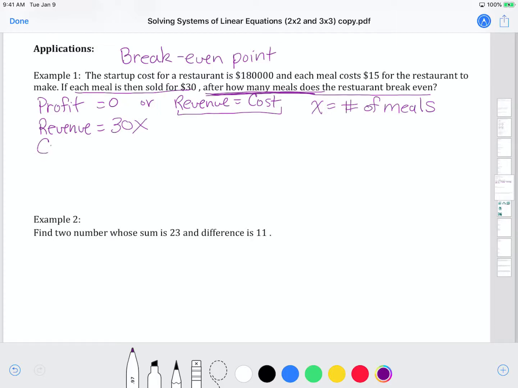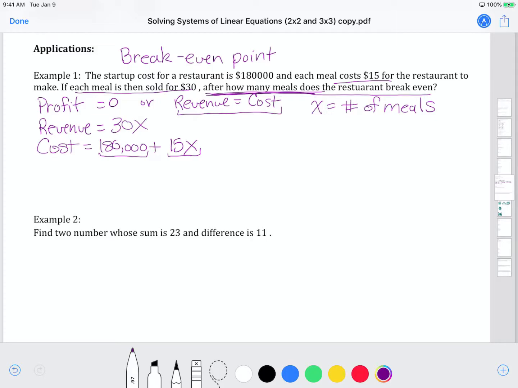Now my cost function is going to be how much money they have to spend to run the restaurant. Now it tells us in the problem that they have to pay a flat fee of $180,000. That's some fixed cost. Plus, it costs them $15 to make every meal. So that's 15 times x. So for every meal, if they make 2 meals, then it's going to cost them $30 because I take 15 times x. And then plus the fixed cost. So I have my revenue and my cost function set up.